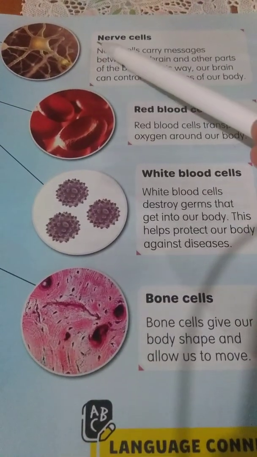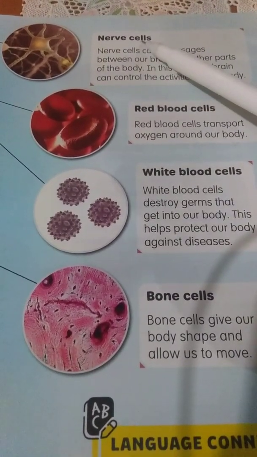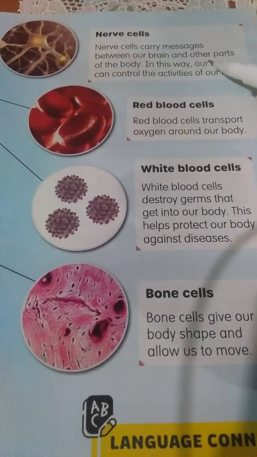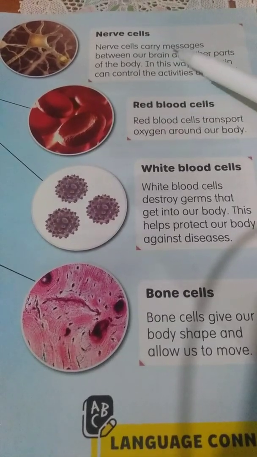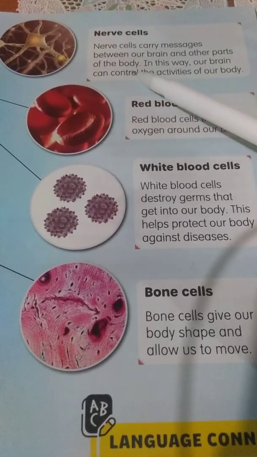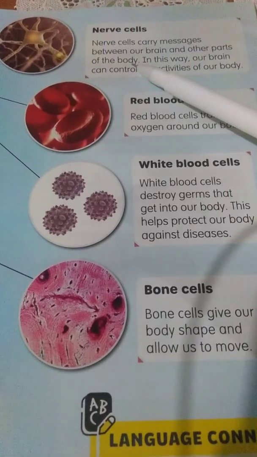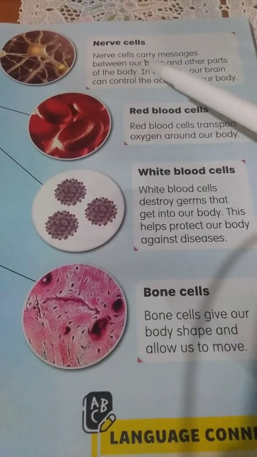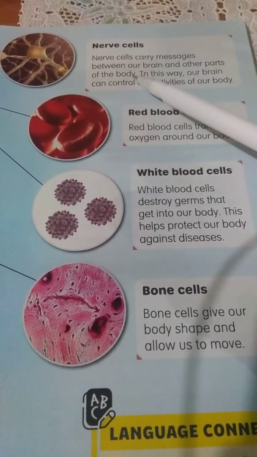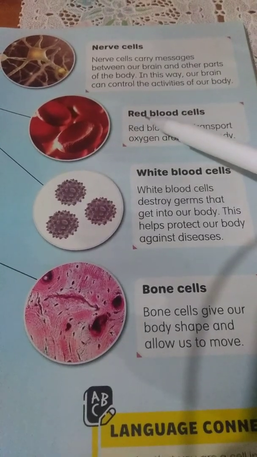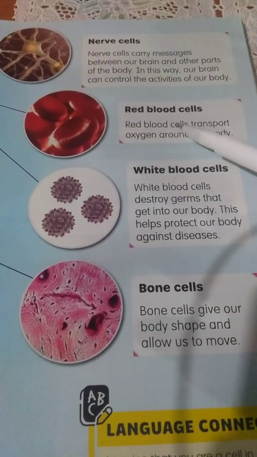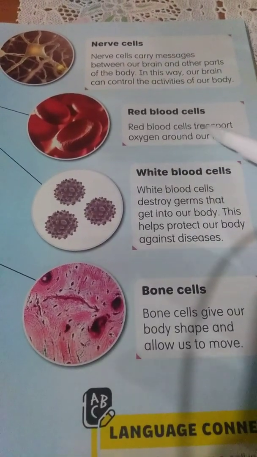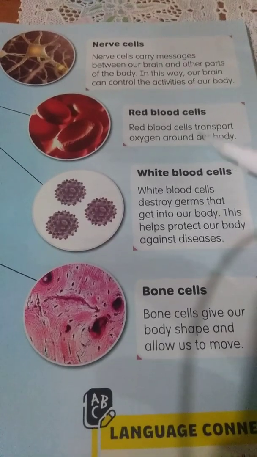And then the next cell in human is the nerve cell, sel saraf. The function is to carry message between our brain and other part of the body. Jadi membawa pesan di antara otak dan tubuh kita. So this is the connector between our brain and the body. Jadi penghubung otak dan otot. Kita sebut dia nerve cell, sel saraf. And then the next cell is red blood cells. We have studied about this. The function is to carry oxygen, membawa oksigen around the body, to transport oxygen around the body.